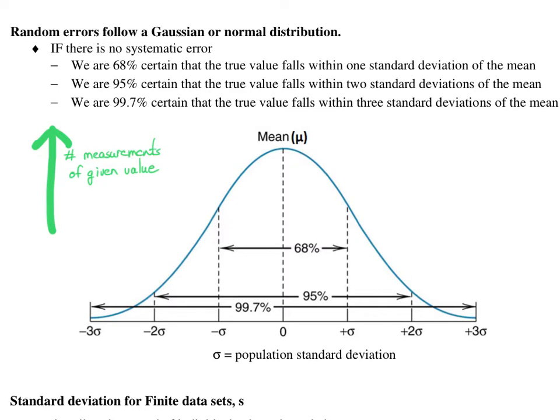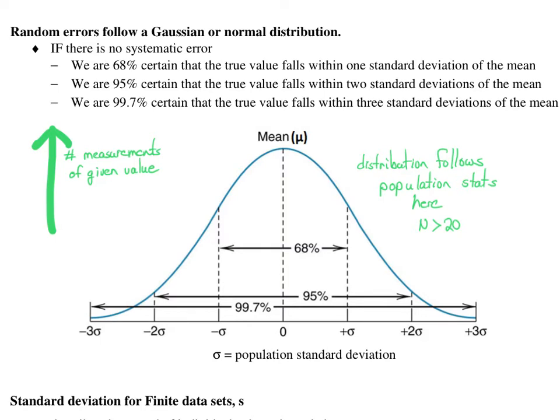And in fact, 68% of the values fall between the mean minus 1 standard deviation and plus 1 standard deviation. If we look 2 standard deviations out, that contains 95% of the measurements. 3 standard deviations is 99.7.